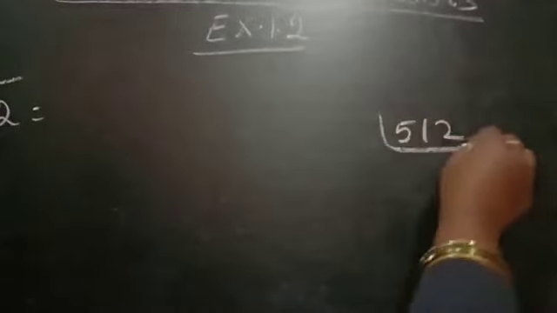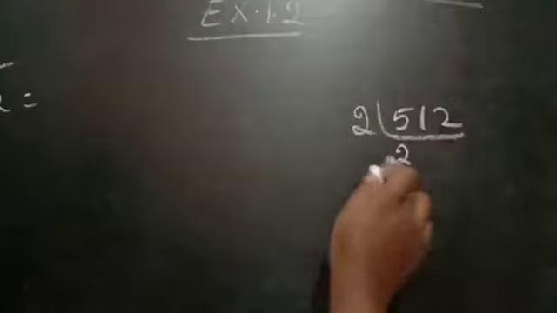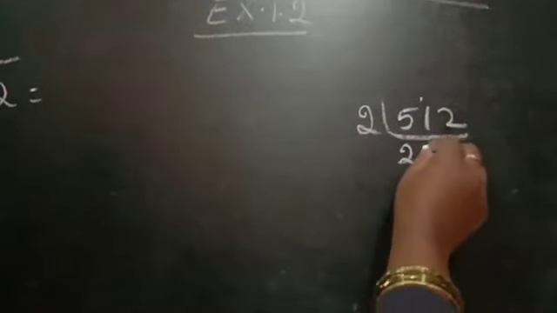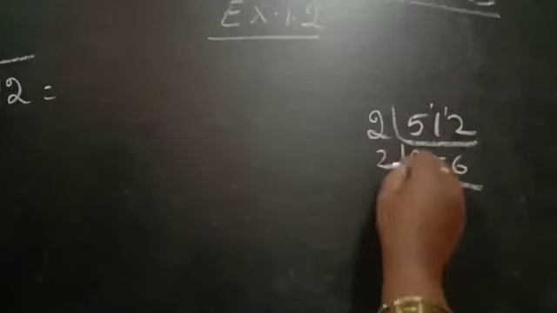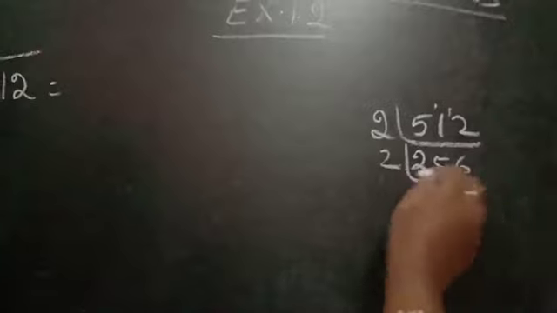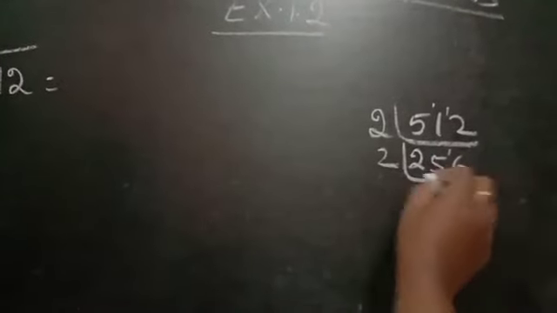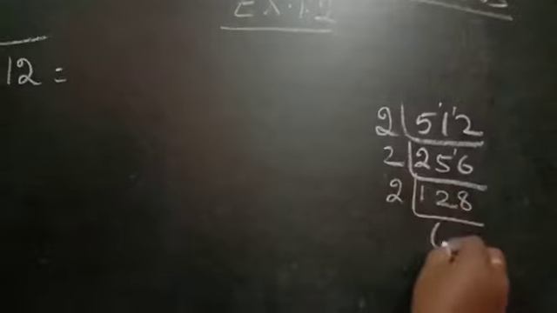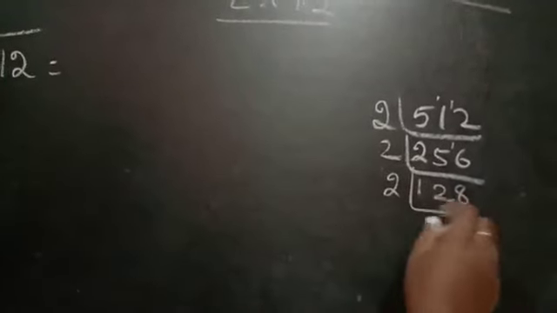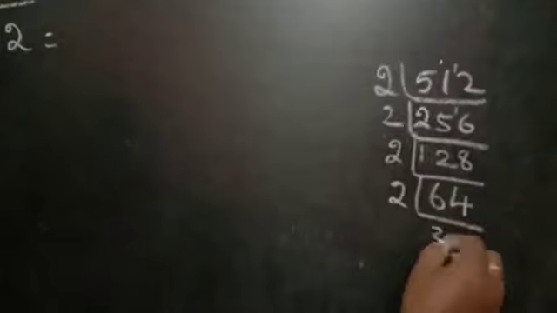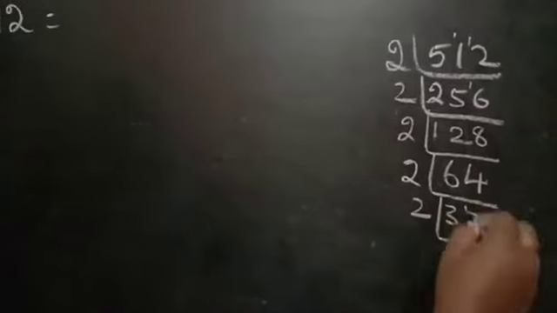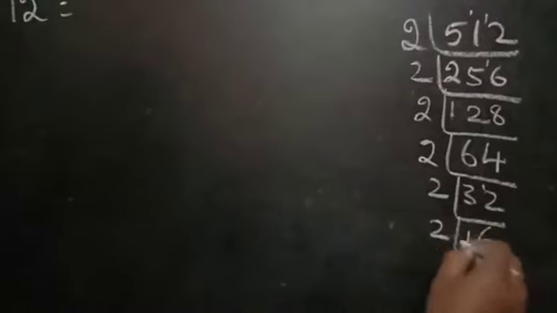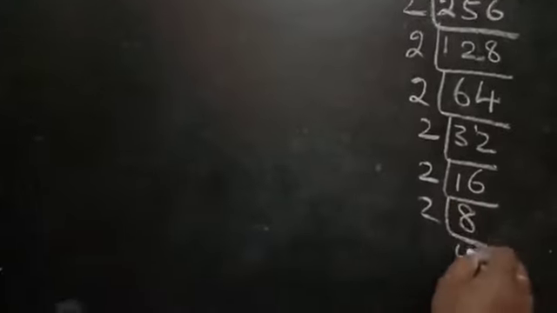In the next question, cube root of 512. In the 2 table, 2 2s are 4, carry 1, 5 2s are 10, here 1, 6 2s are 12. Again 1 2 is 2, 2 2s are 4, carry 1, 8 2s are 16. Again 6 2s are 12, 4 2s are 8. Again 3 2s are 6, 2 2s are 4. Again 1 2 is 2, carry 1, 6 2s are. Again 8 2s are 16, 2 4s are 8, 2 2s are 4, 2 1s are 2.